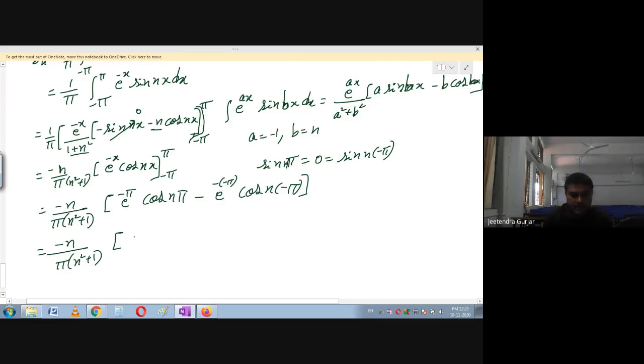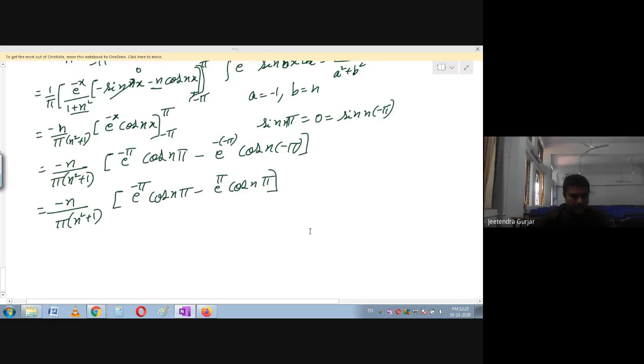This value you can see, e raised to minus pi is there. This is cos n pi minus e raised to minus into minus will become plus, cos n minus pi will become cos n pi. So cos n pi is constant, I will take it outside. This is equal to minus n upon pi n square plus 1. Cos n pi is constant, I will take it outside. This is e raised to minus pi minus e raised to pi remaining.